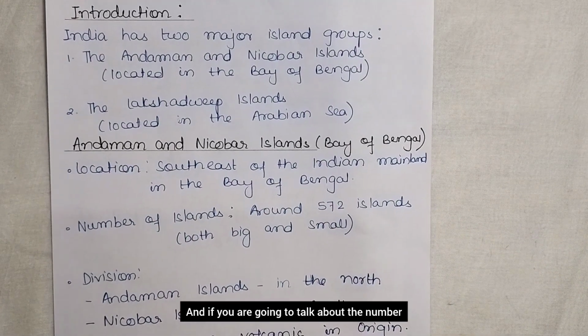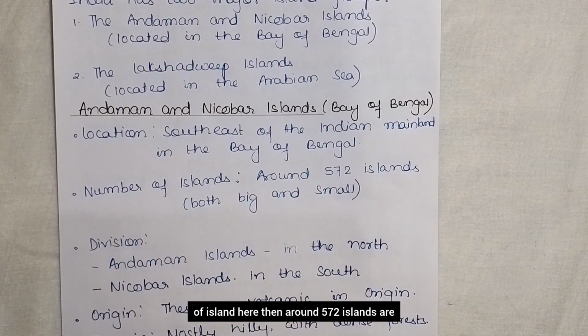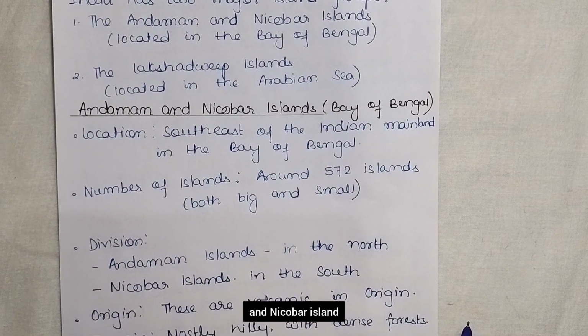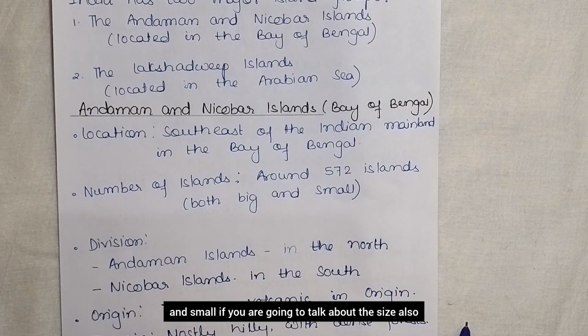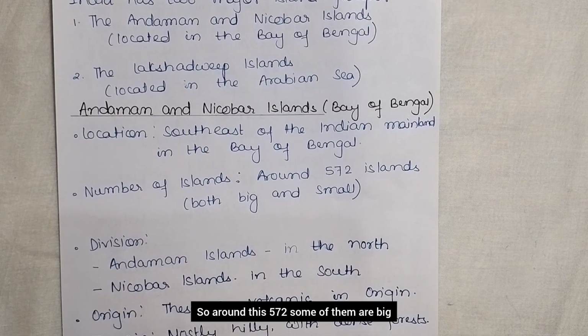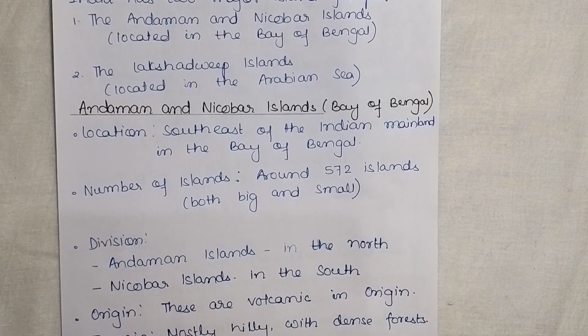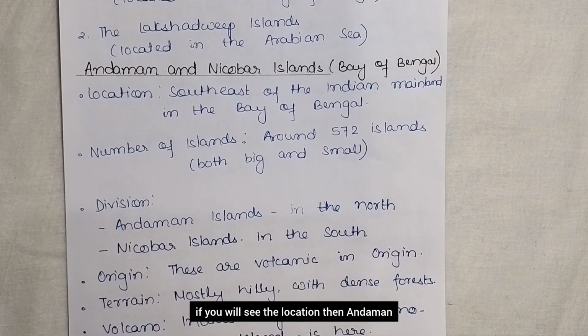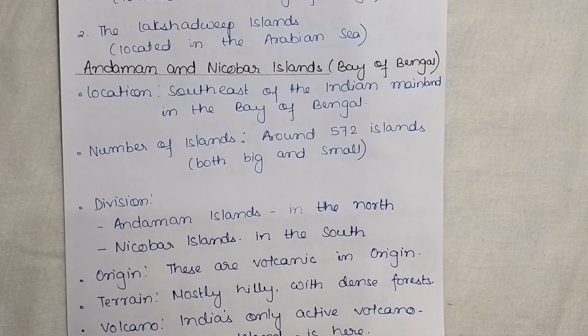And if we are going to talk about the number of islands here, then around 572 islands are there in Andaman and Nicobar Island, both big and small. Some of them are big and some of them are small, right? In the division, if you see the location, Andaman Island is located in the north and Nicobar is located in the south.